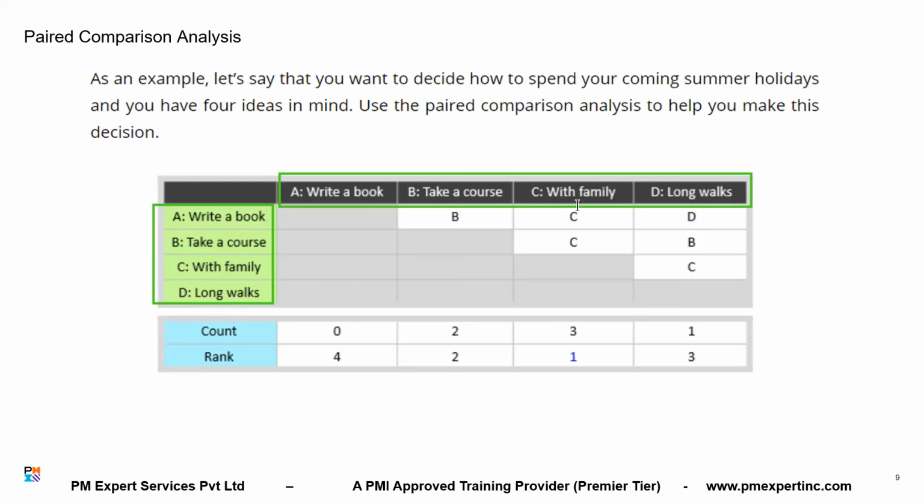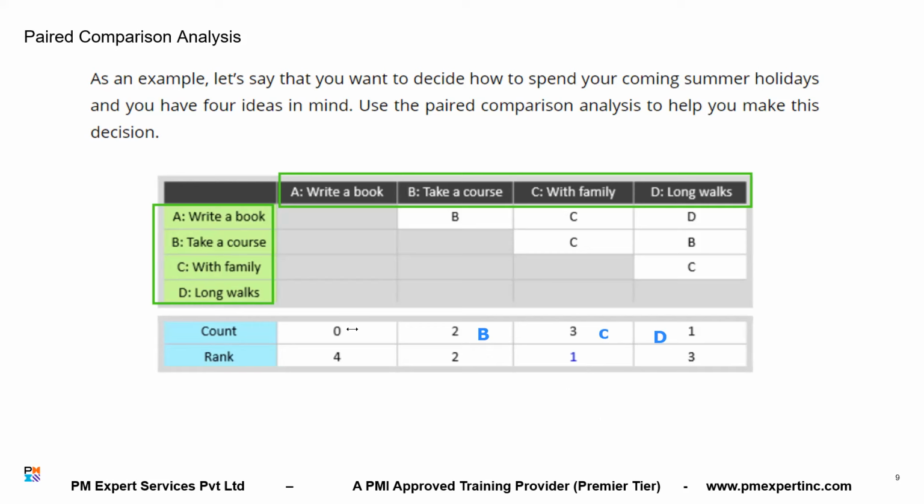Now tell me, in these comparisons, who is the winner? Whosoever is the winner, you will see it the maximum number of times here. Who is the winner here: A, B, C, D? C. So C is the winner, and the count is three. Can I say the rank of C is one? Yes. The rank is one, count is three. Who is the second winner? B, take a course. Who is the third winner? D, long walks. And the last one is A, write a book.